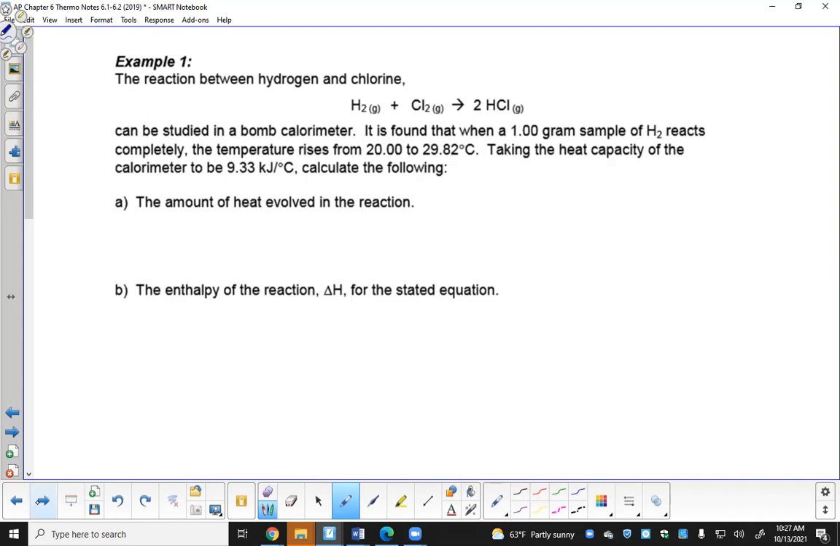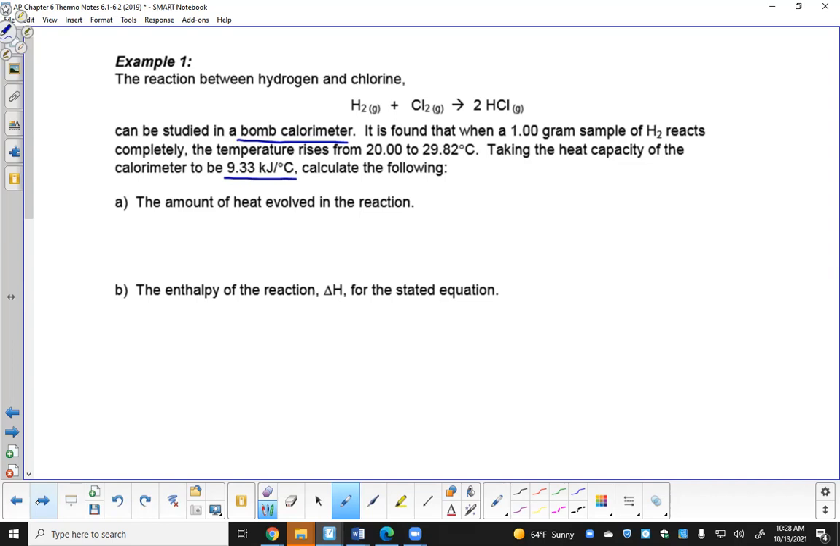So first we got a reaction, it's between hydrogen and chlorine gas, makes hydrogen chloride gas. And we study this reaction in a bomb calorimeter. So we're getting a big clue that we're kind of using bomb calorimeter math. It's found that when we put a 1 gram sample of hydrogen gas into a reaction and react it completely in the bomb calorimeter, the temperature of the calorimeter goes up by 9.82 degrees Celsius. Taking the heat capacity of the calorimeter to be 9.33 kilojoules per degree Celsius, we want to calculate the heat evolved in this reaction. So here's that Ccal that they're going to give to you. And again, it's basically taking into account the mass of the calorimeter and the specific heats of the parts of the calorimeter, and it's making it into one constant for us to use.